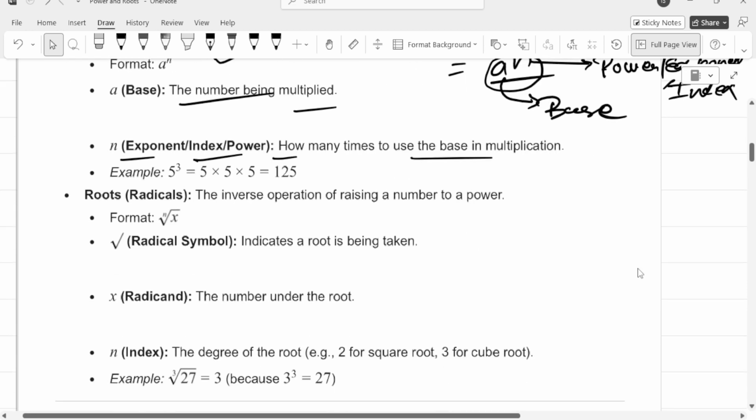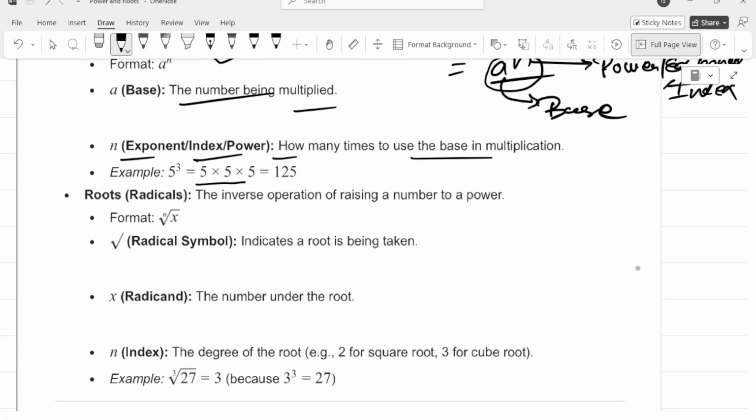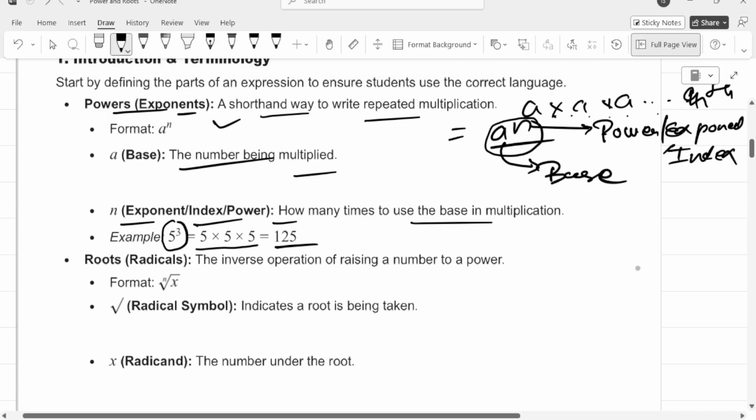For example, if the question is 5 into 5 into 5, we simply write 5 to the power 3, the cube. That expression gives us 125. I hope you understand the powers. What are the uses of powers?